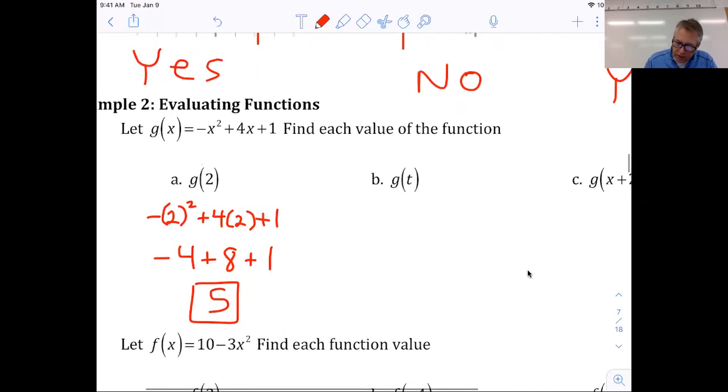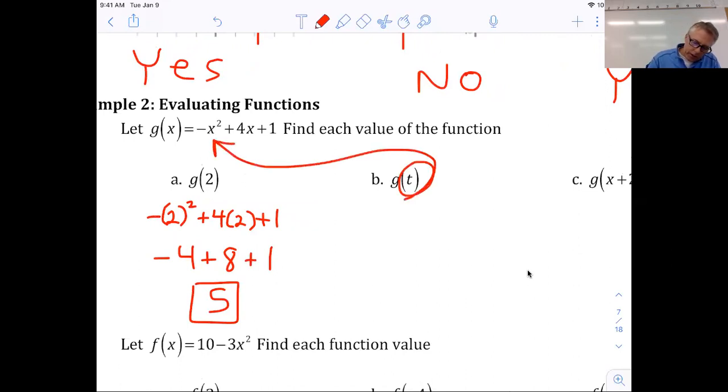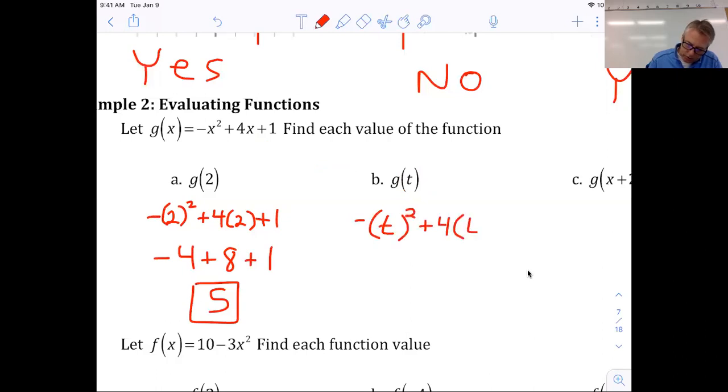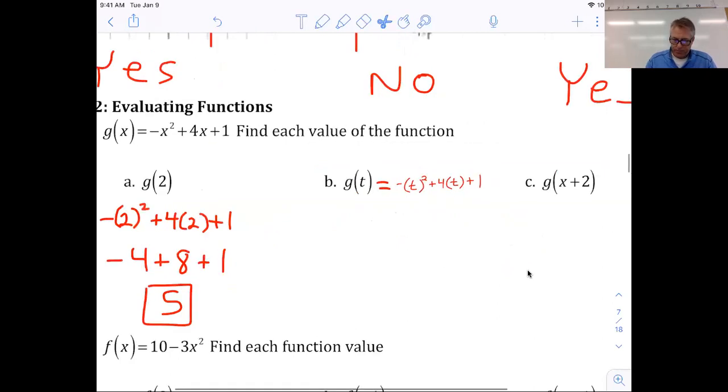All right, G of T is a little bit different. It means we're just going to take T and plug it in for the X's. So I'm going to do negative, use my parentheses, T squared plus 4 times T plus 1. That is G of T. So G of T equals that. That's our answer.